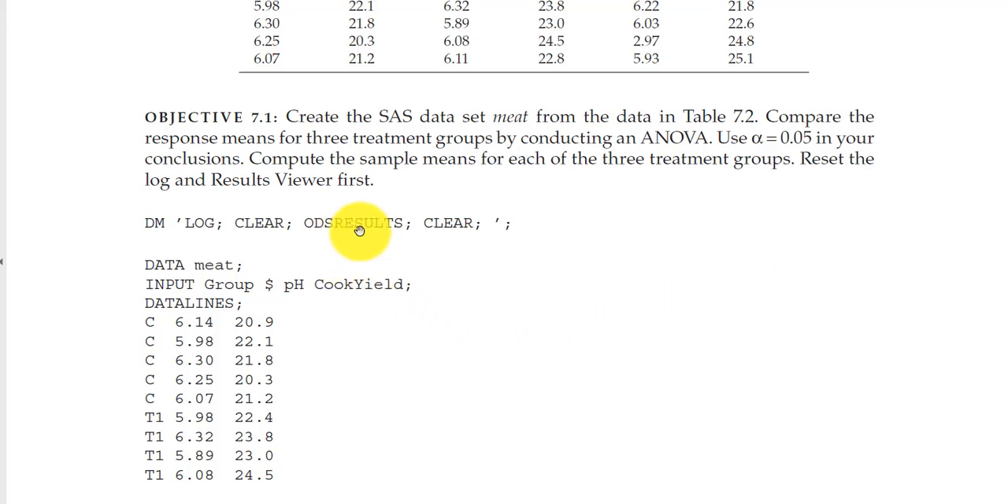If we have anything going on, we can clear it, and then we write data set meat, where we have group, pH, and cook yield. Group is followed by a space and a dollar sign here because these are alphabetic characters, and then pH and cook yield are numeric. Cook yield appeared as 2 different words in the above table, but it's written here as one word. That is, the space in the middle has been eliminated in order to satisfy the SAS naming conventions for a variable.